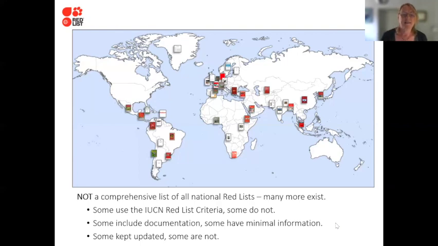Some of these national red lists include some documentation. Some include lots of documentation, some have very minimal information. It might just be a name and a category. Some are kept updated and some are not as well. Some are quite old and out of date, but different countries have different resources and different capacities to keep this process going on. So there's a whole mixed bag of quality of national red lists here, and I'm really here today to help you to understand how to apply the red list criteria for your national red list process, and hopefully to encourage you to take that step to start applying the criteria in your own countries.